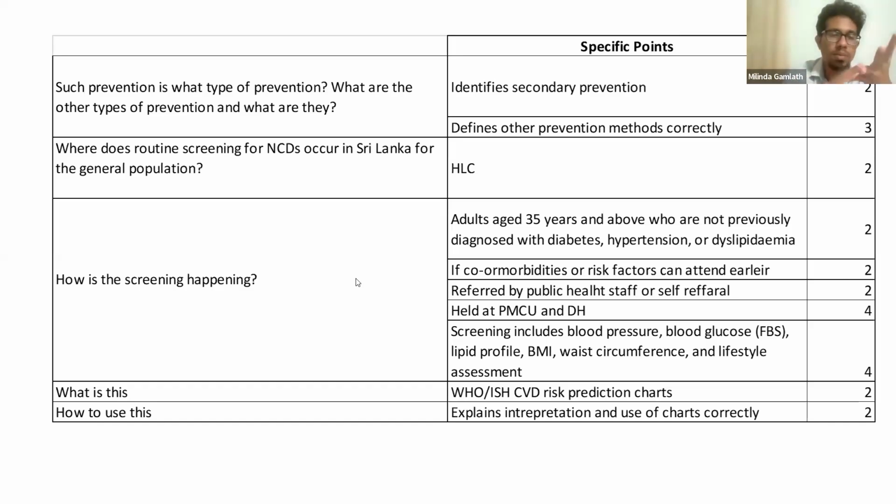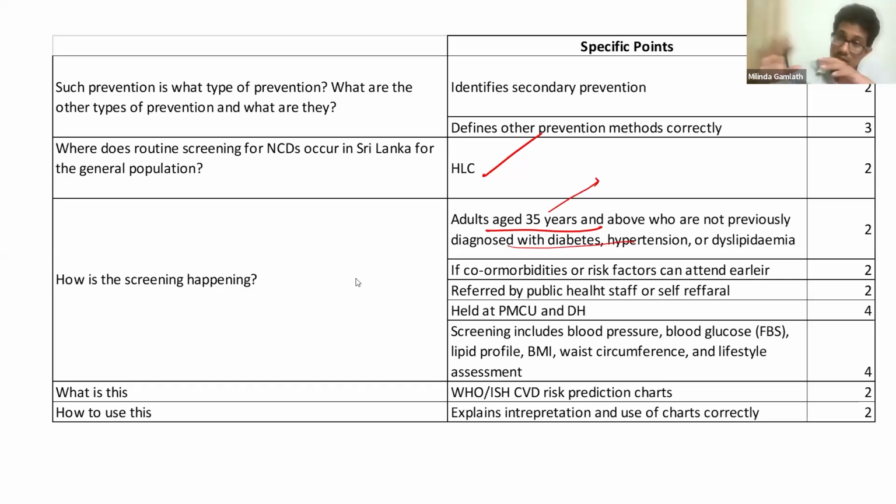So there's primordial, primary, secondary, and tertiary prevention. You need to have an idea about that and about what HLCs are, healthy lifestyle clinics. You only need to know a few details, right? If you know this much, that is enough. HLCs are healthy lifestyle clinics. Adults age 35 and above are supposed to come there unless they are diagnosed, right? This is a screening center. So if you're already diagnosed, you don't have to come. You can be followed up at the medical clinic.